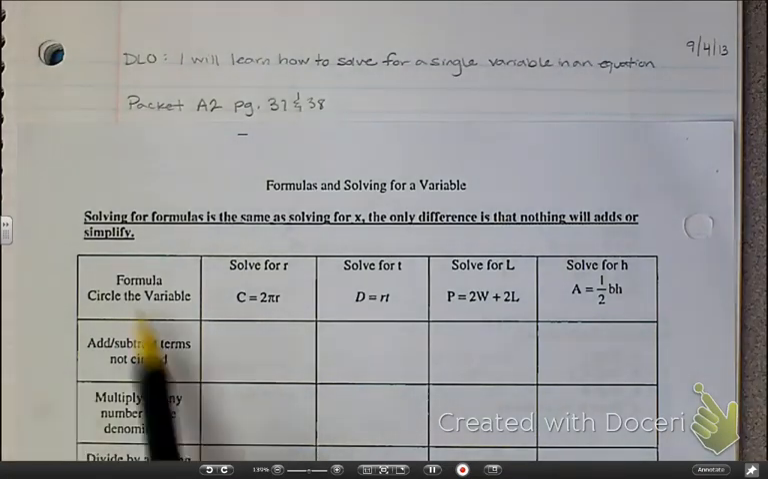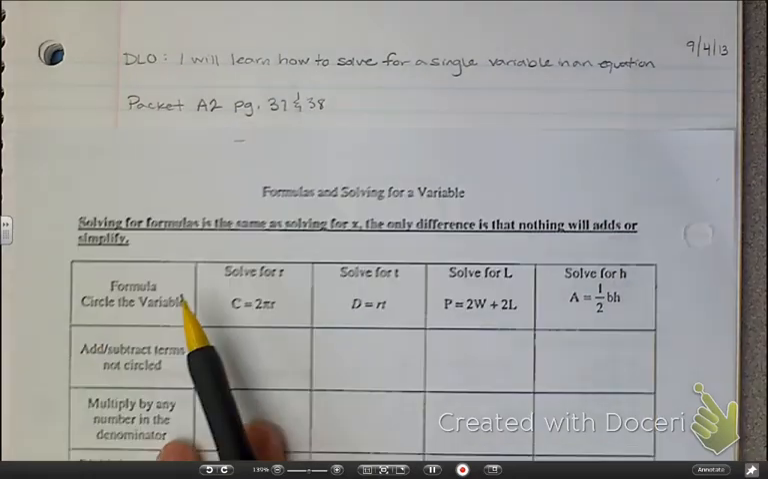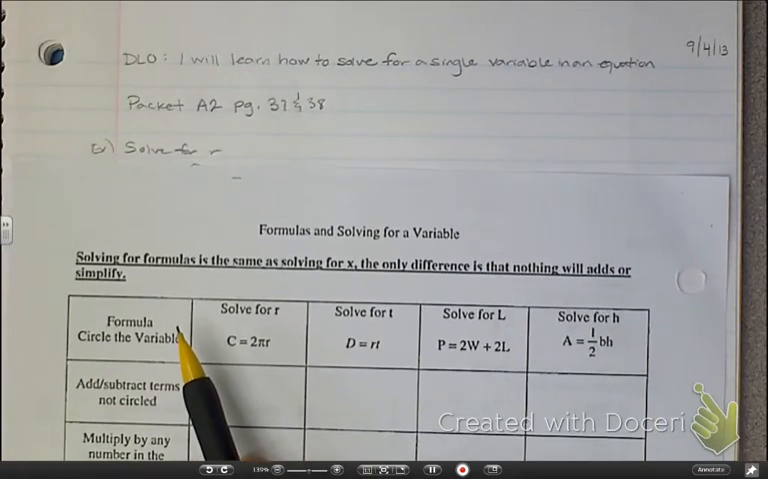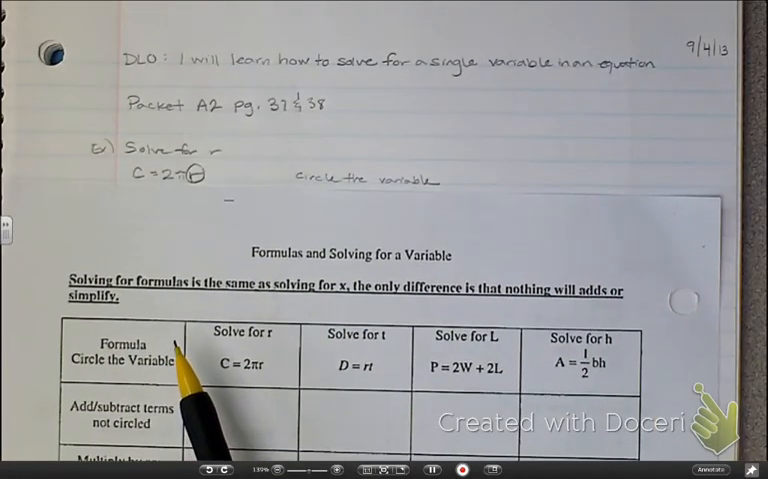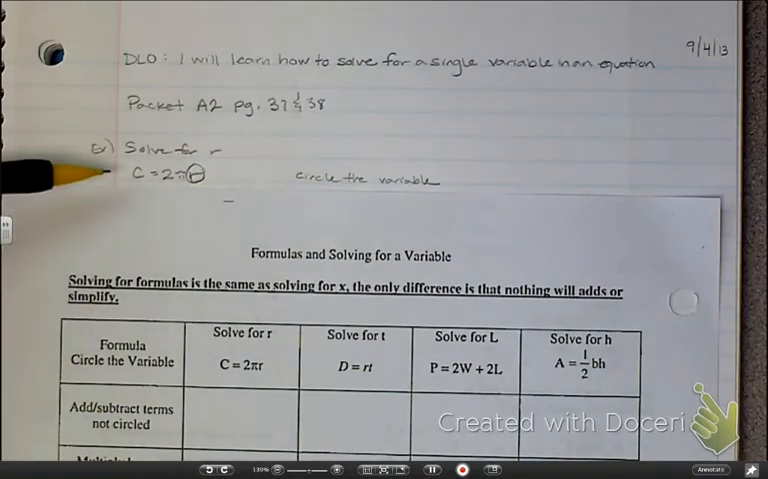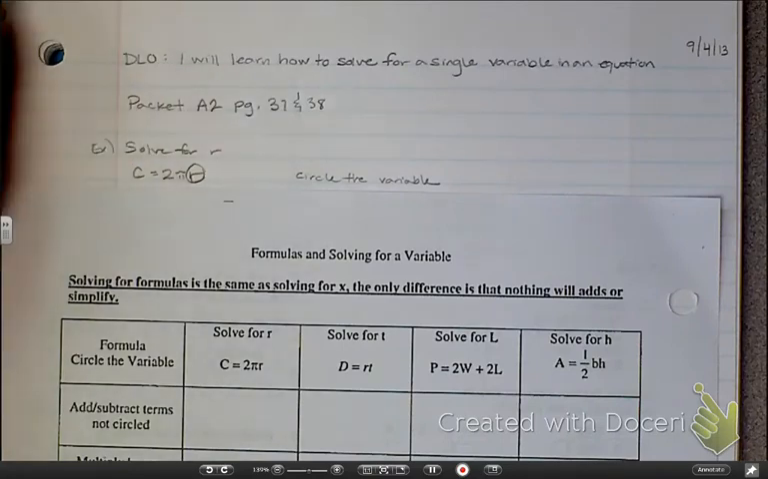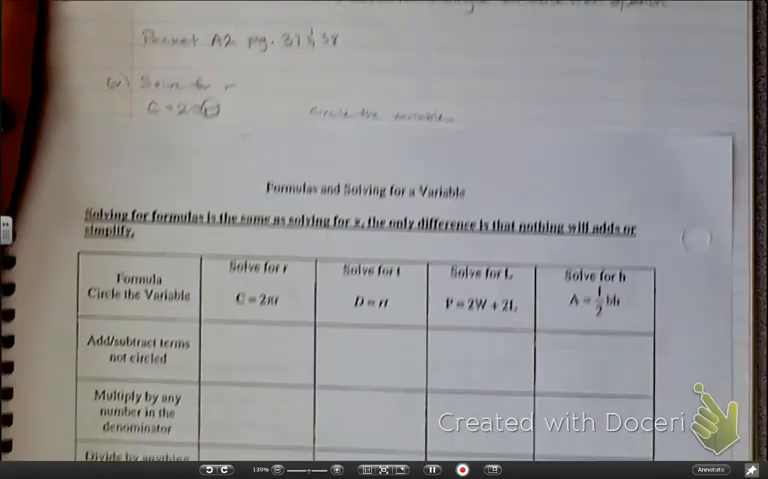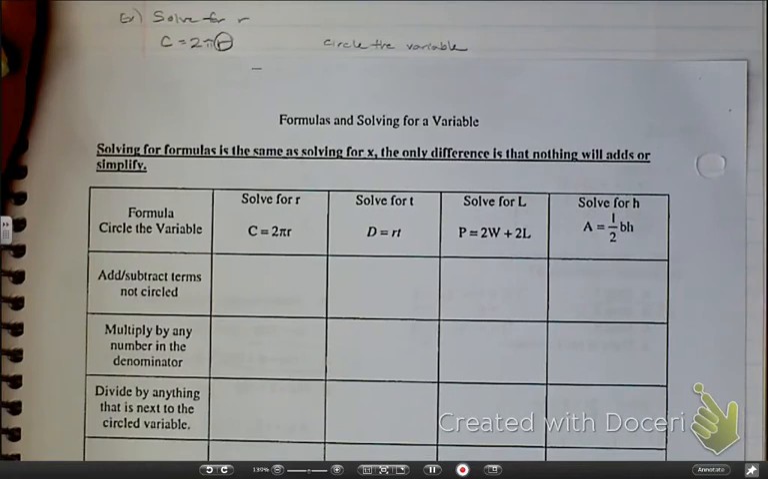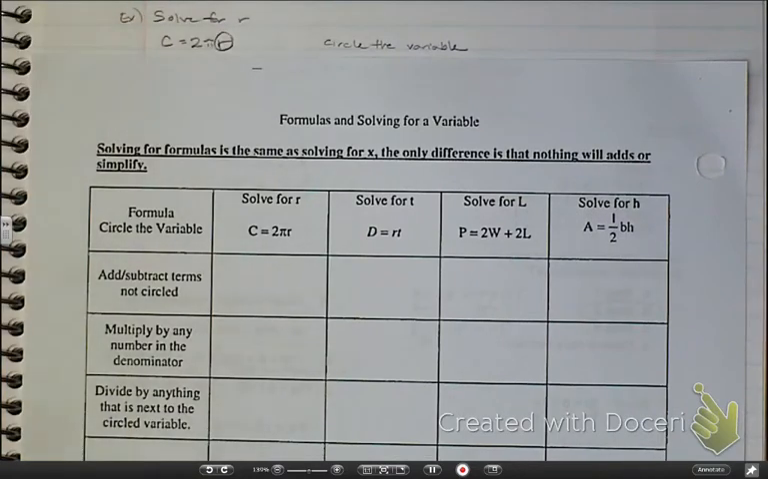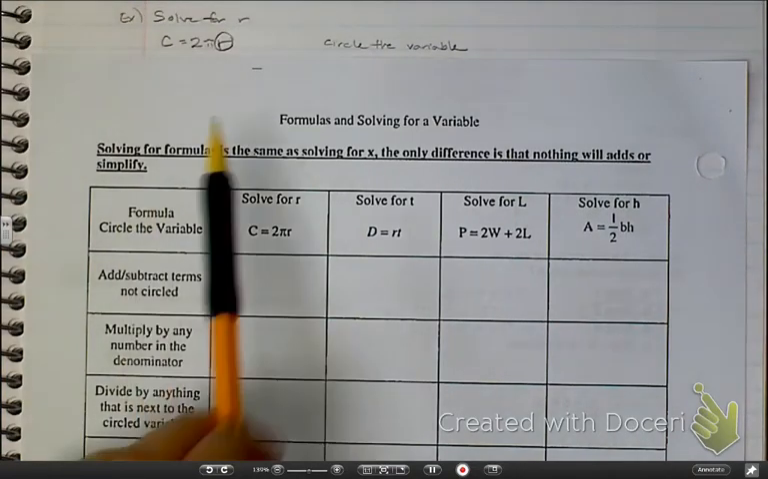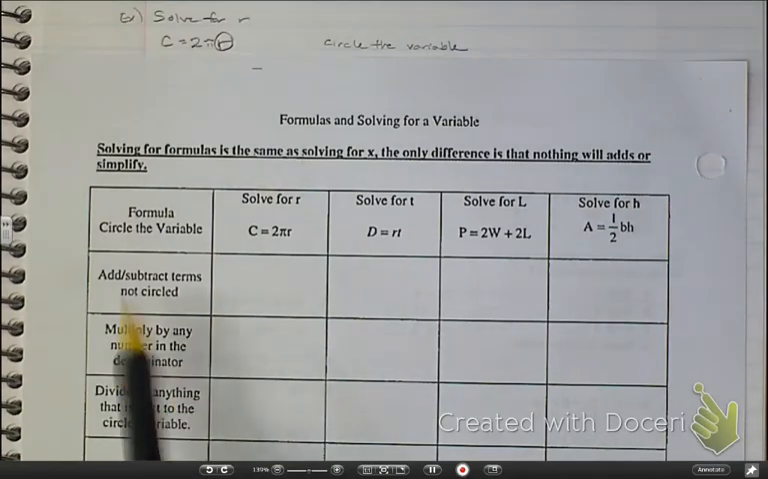So for this first one, it says the formula, circle the variable. So I'm going to write down my formula. It says solve for r. Here's my formula. And the first step is to circle the variable. So I went ahead and I circled r because the directions say to solve for r. So I'm going to circle the r. All right, so you guys can go ahead and write that on your papers as well.